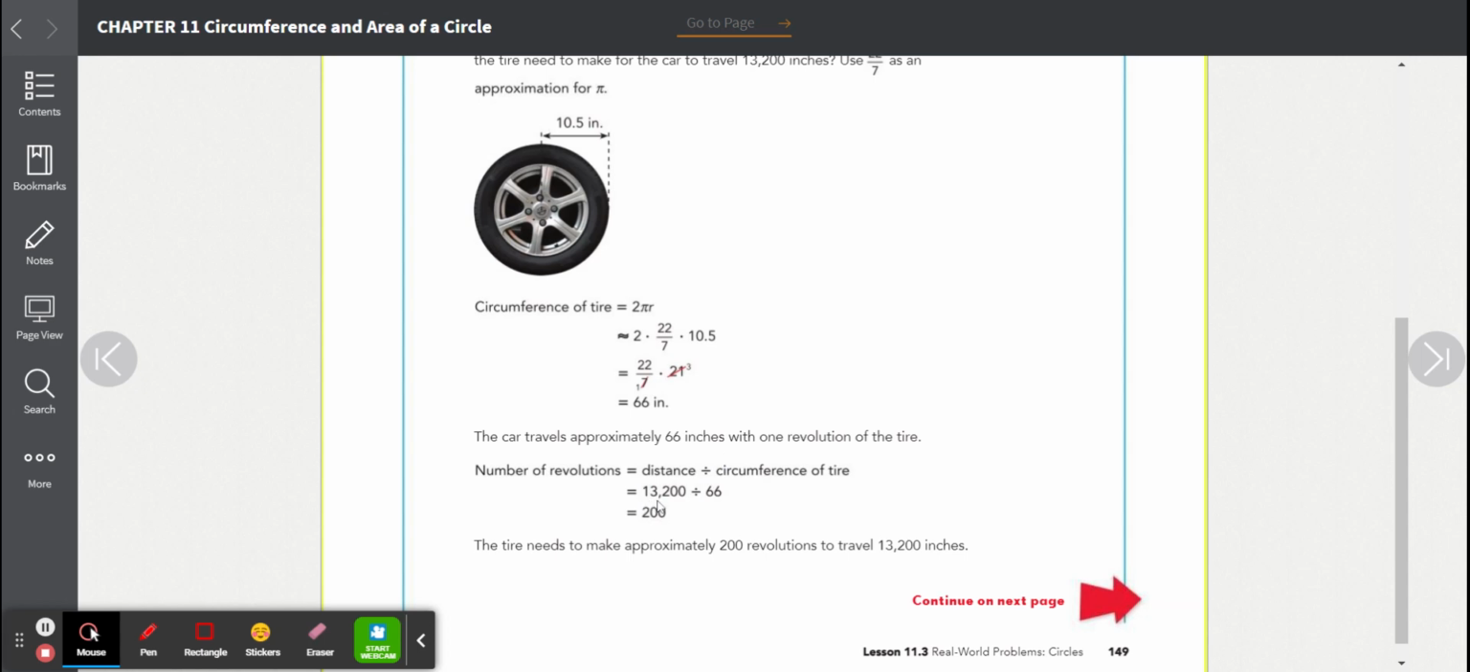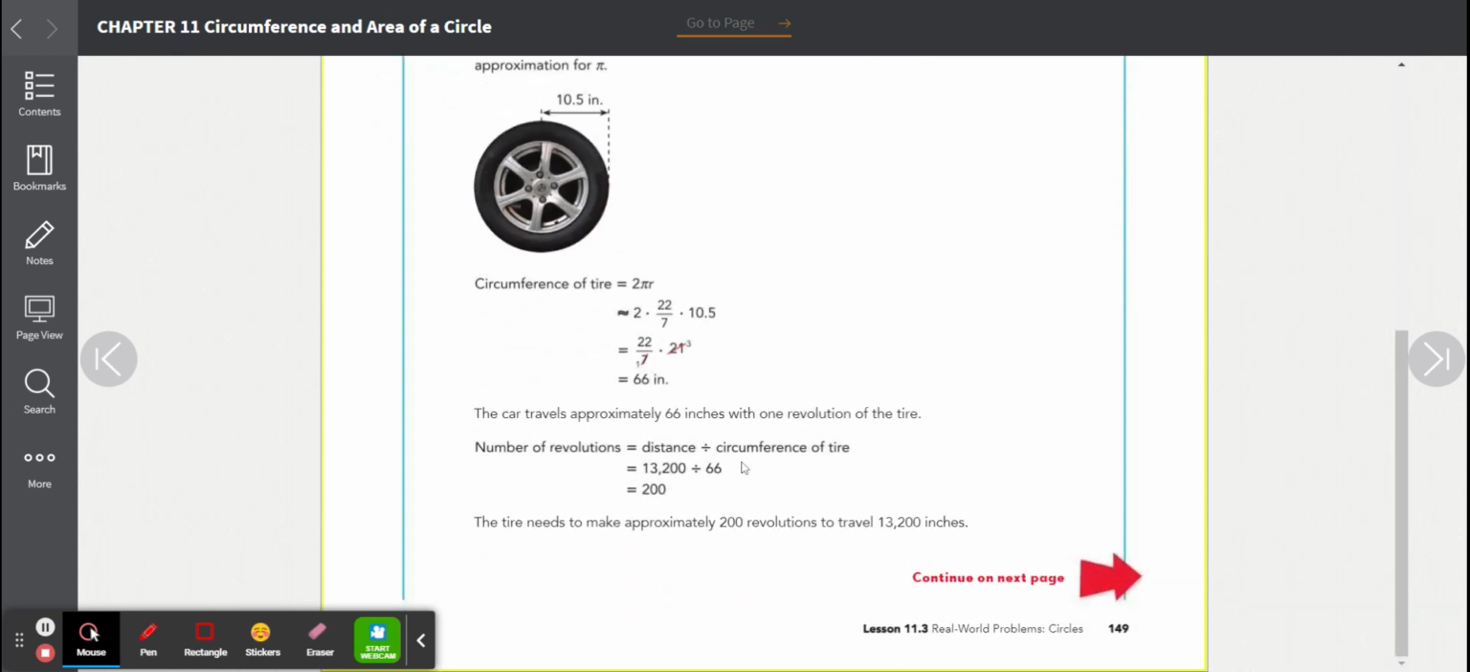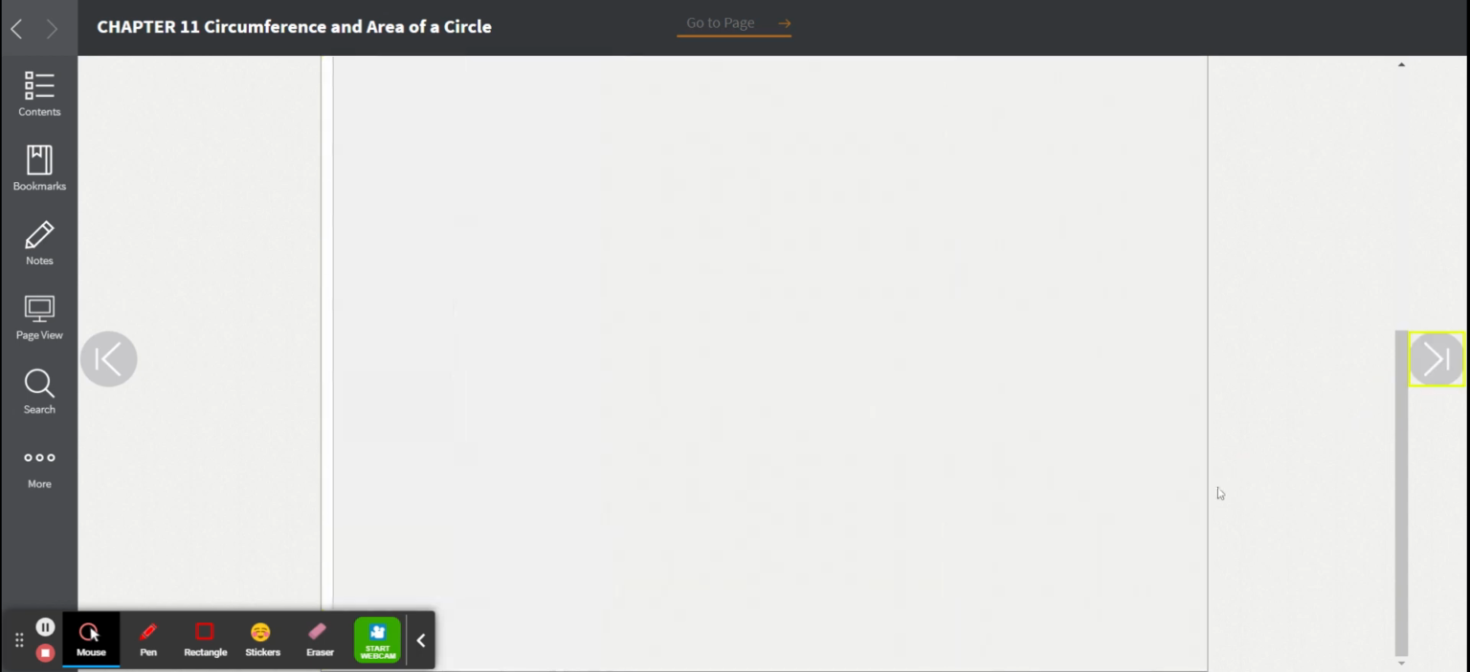Now, if the car needs to travel 13,200 inches, we're going to divide that by 66, right? Which is going to give us 200. So the tire is going to need to make approximately 200 revolutions to travel 13,200 inches.